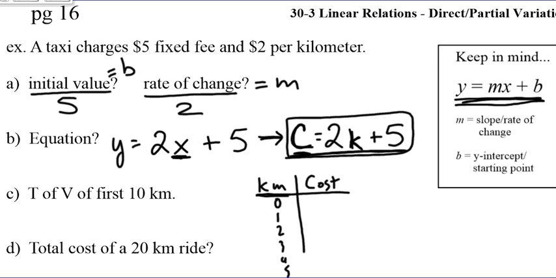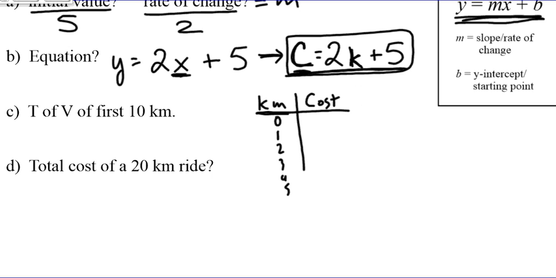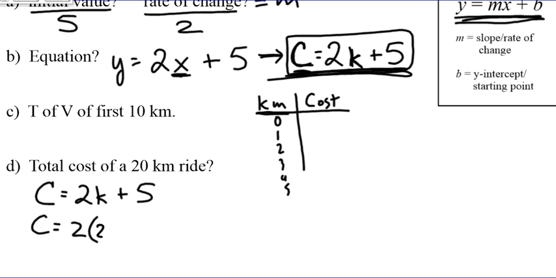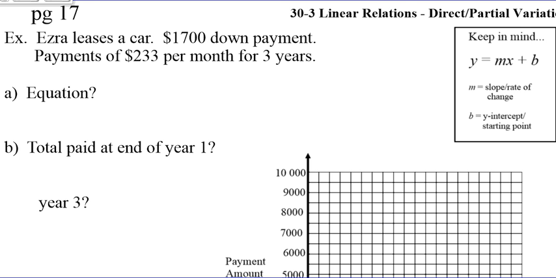This can help us. So what's the total cost of a 20-kilometer ride? Well, what's great is we have an equation for that. The cost is 2 times kilometers plus the $5 fee. We want to know the cost for a 20-kilometer ride. Everything ties together here. We get a $45 cost for a 20-kilometer ride. All of these pieces fit together.